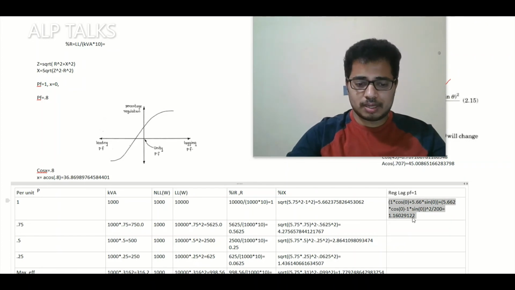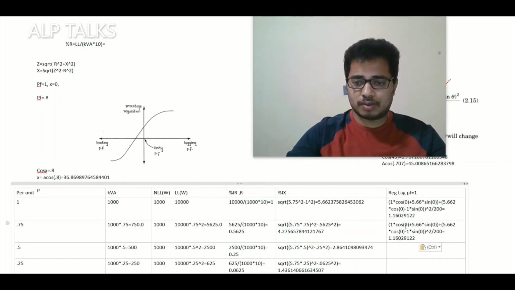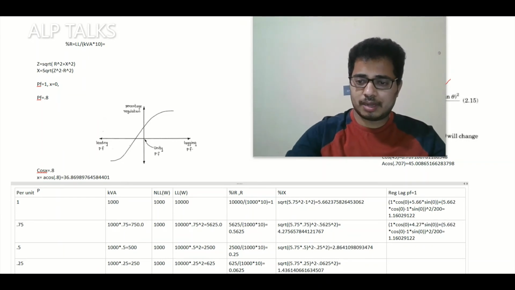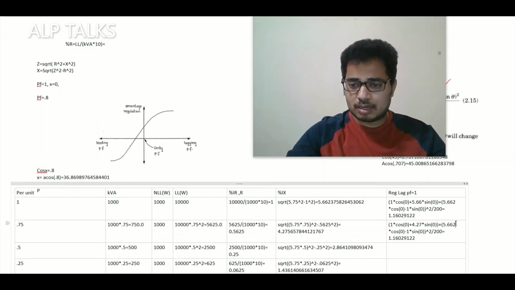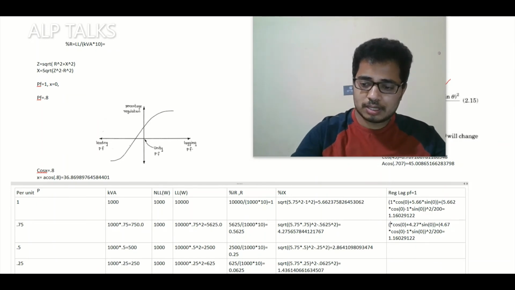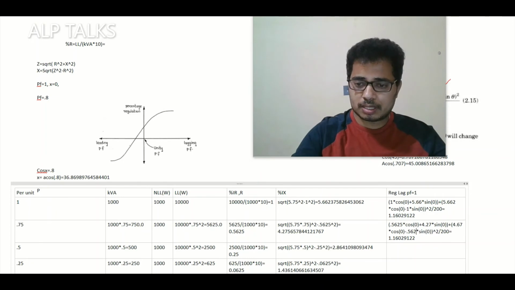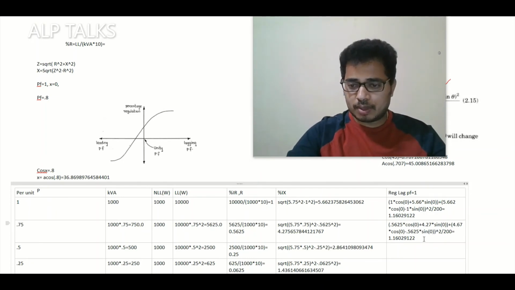So let's calculate for other loads also. What is the value now for the other loads? Same thing here, instead of 5.66 we got 4.27. Let's substitute that 4.27. Similarly here, instead of 5.62 we have 4.67. This resistance drop also changed, 0.5625 IR cos theta, IX sin theta. Similarly here, instead of 1 we have 0.5625 sin 0. So if you calculate it, the value is nothing but 0.67%. So this is the regulation now.